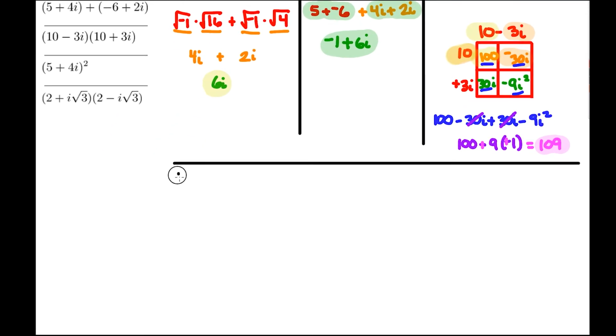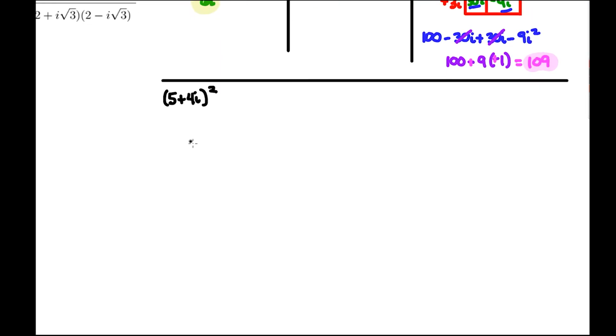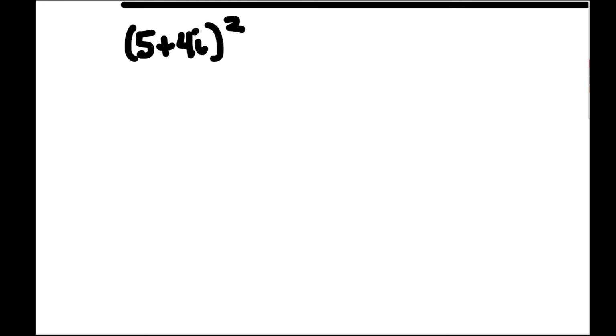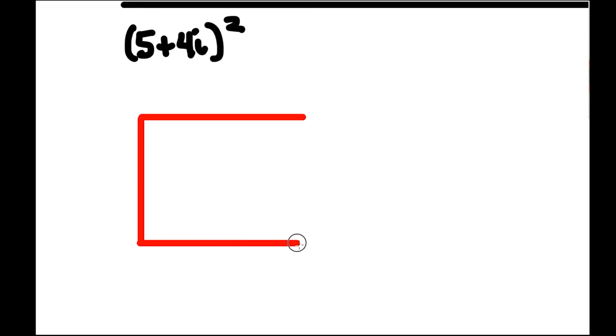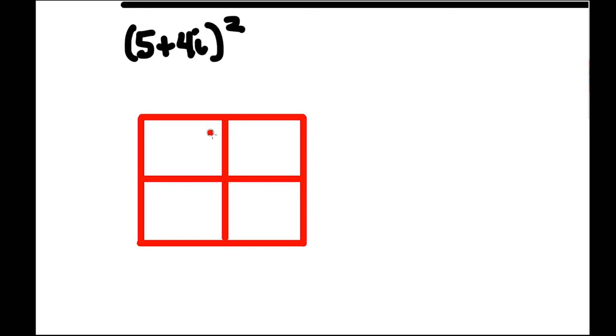All right, so the next one we have (5 plus 4i) quantity squared. So again, we're going to use the area model for this. It just makes things a little bit easier. Sometimes this is called the grid method as well, or the tabular method. It's all the same kind of thing. It's just a great way of organizing your math work and making sure that you're concise and precise with all the numbers.